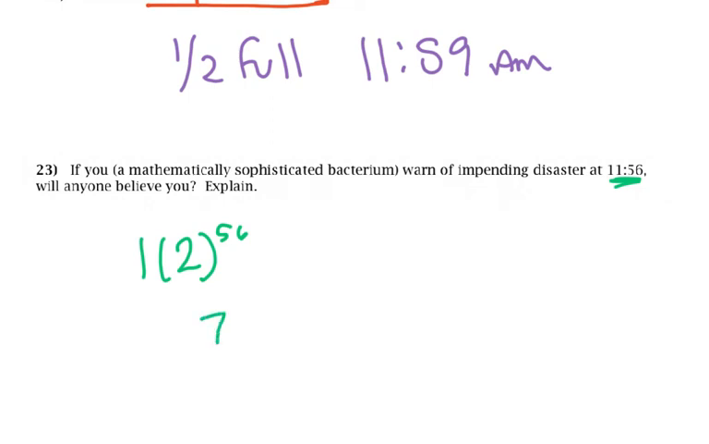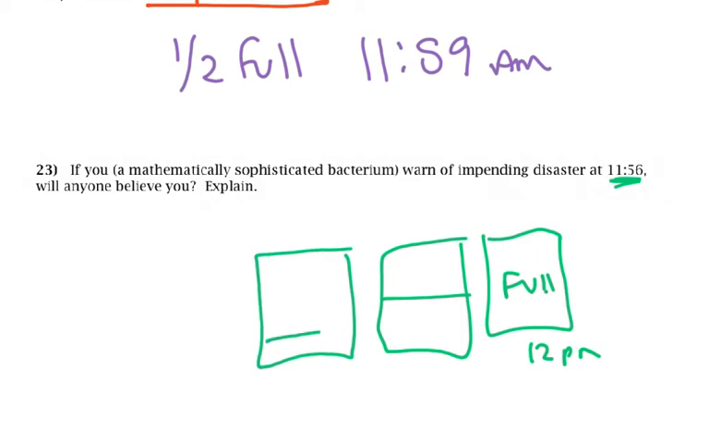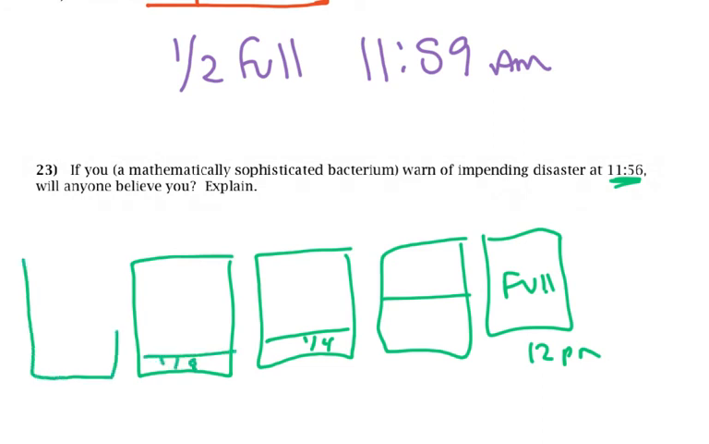Well, at 11:56, actually, let's think about maybe not the number of bacteria, because that's really hard to conceptualize. But let's think about it. If we have a full bottle at noon, and then at 11:59 it was only half full, and at 11:58 it was only a fourth full, and at 11:57 it was only an eighth full, and at 11:56 it was only 1/16 full. So thinking about it like that, it makes more sense. Like, nobody would think that that was a problem.